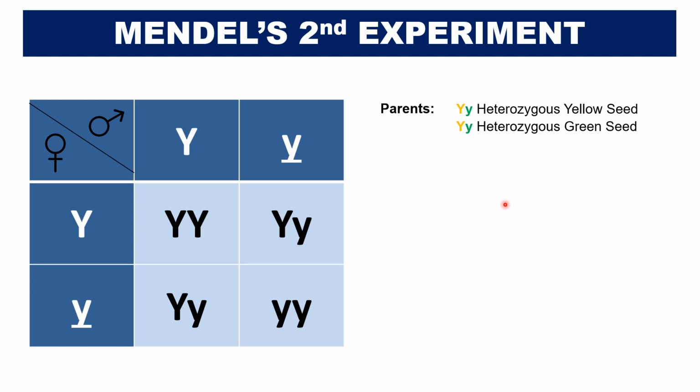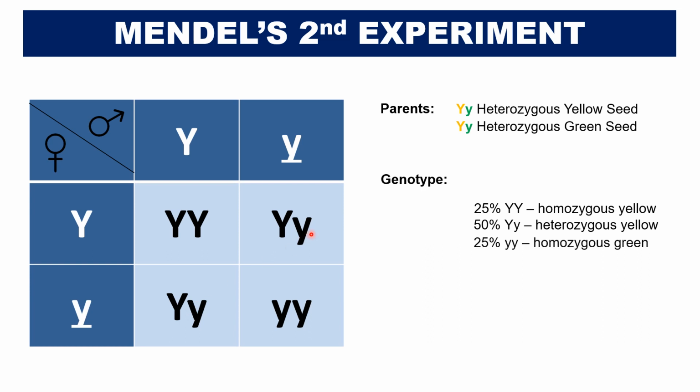This cross shows the following genotypes: 25% or 1/4 homozygous yellow, 50% or 2/4 heterozygous yellow, and 25% homozygous green. And the phenotype is, of course, 75% yellow seed color, 50 plus 25, and 25% green seed color.